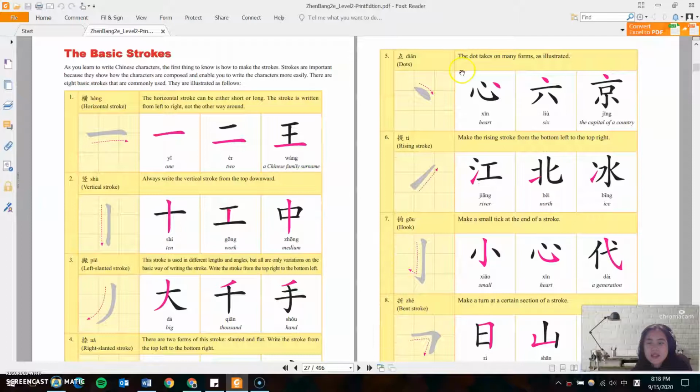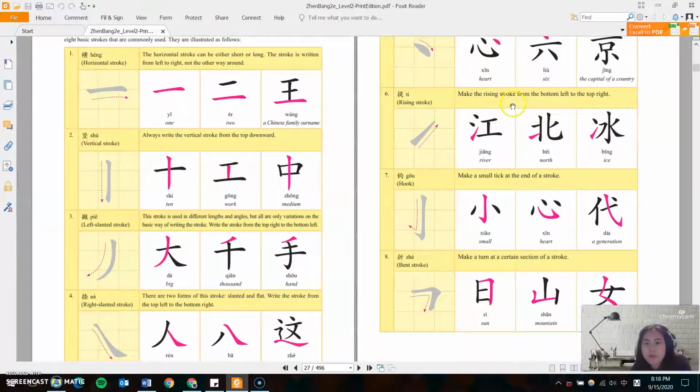点, the dot takes on many forms as illustrated. 星, 六, 金. It's a little bit hard to demonstrate when you are using a pen or pencil, which is how we write. But when you see it like this, right, it should look like a dot, but you don't have to round it or color it in when you're writing, because when you're writing, it's different.